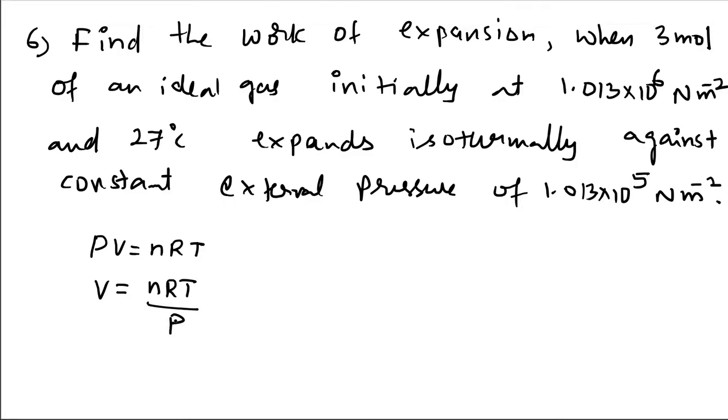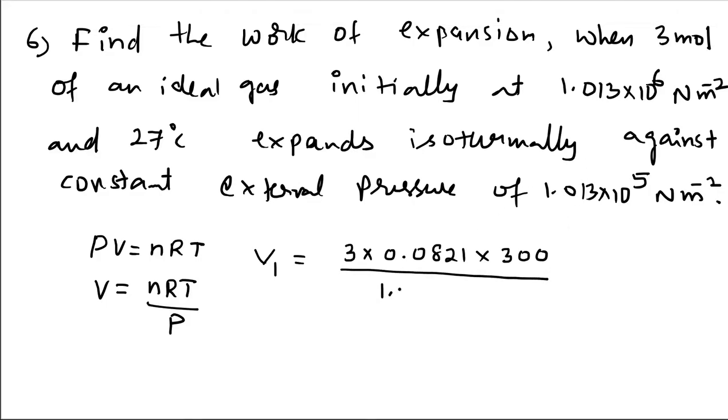So here we have two states, the initial state and the final state. What is the initial volume? V1 is equal to 3 moles of the gas and the R value, let's take in liters, 0.0821 times the temperature, that is 27 degrees centigrade, that means 300, divided by the pressure, 1.013 times 10 raised to the power of 6. So it gives us some number. Okay, let's keep this number.